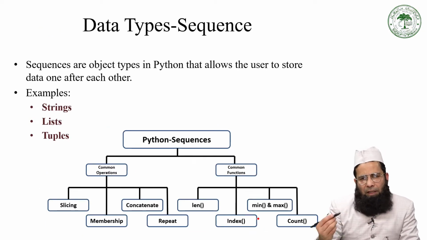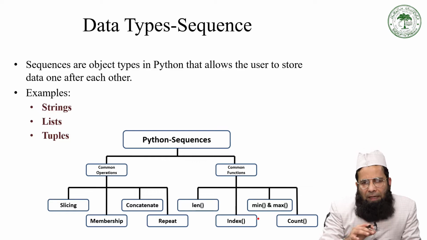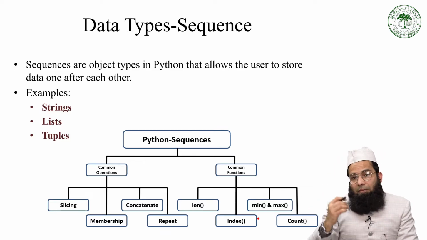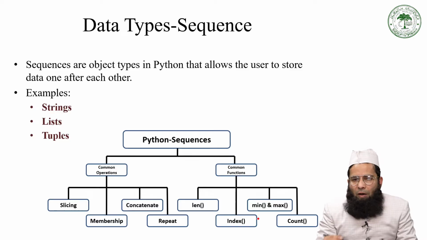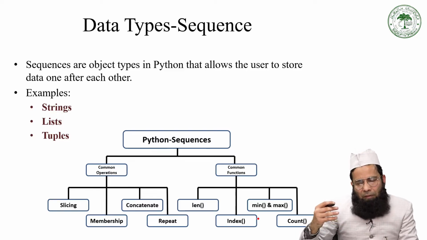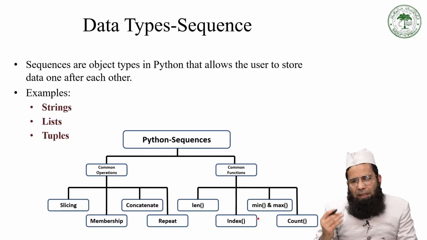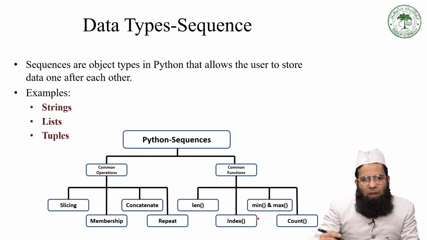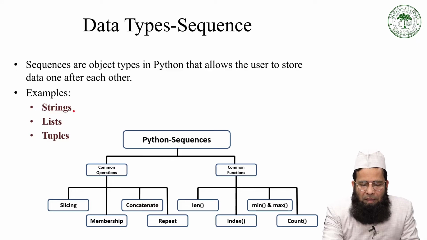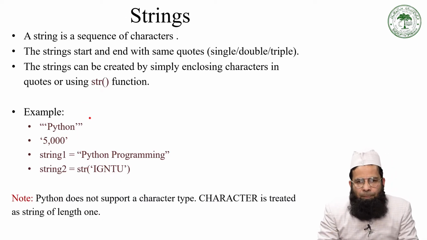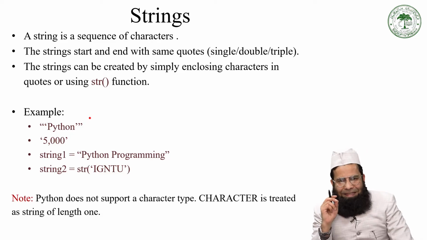And what is a sequence? We are categorizing list, tuple, and string under sequence. Sequences are object types in Python that allow the user to store data one after another, so one by one the data are stored. We can access a sequence using the index value, and some of the sequences are string, list, tuple. Now we'll discuss the string data type.